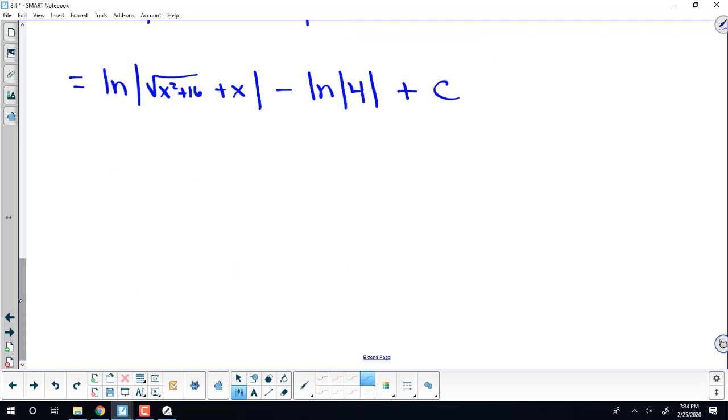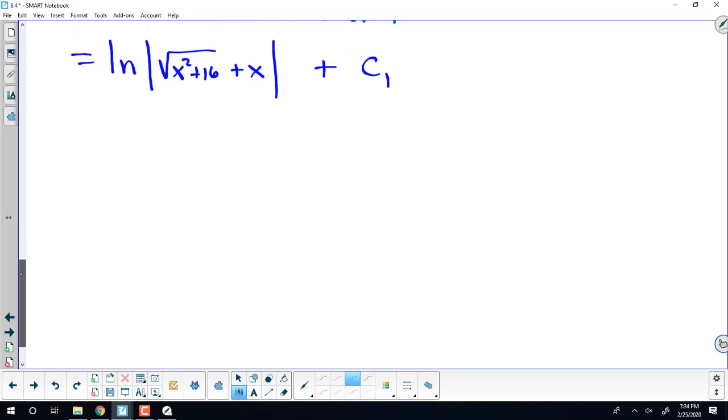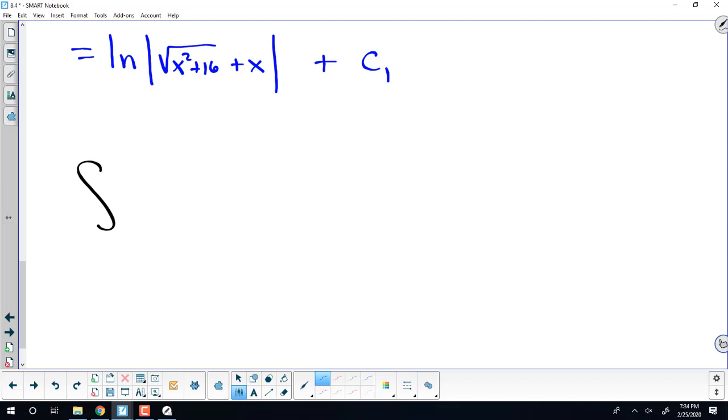So we could simplify this a little bit more and just say that's the natural log of the square root of x squared plus 16 plus x, plus some other constant. We'll just call it constant 1. But this right here is a constant. So you've got a little bit simpler of an antiderivative to work with. Again, not absolutely necessary that we do that. One way or the other, take one of those antiderivatives because we have to go back up and evaluate the definite integral.